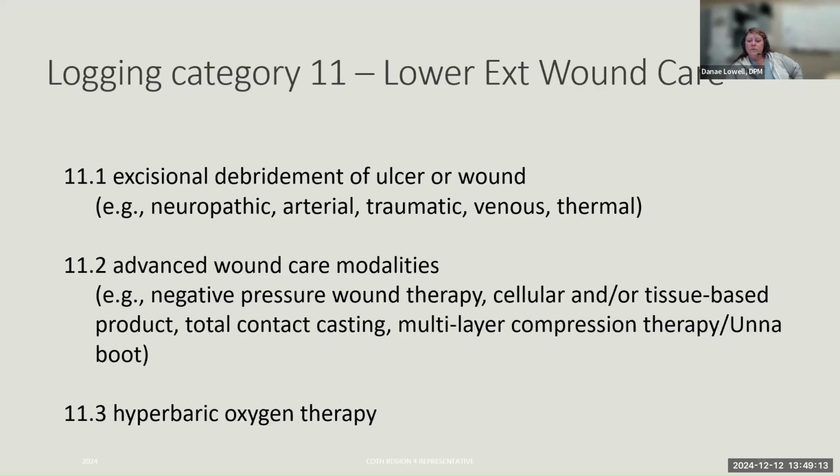Category 11 encompasses lower extremity wound care. There are 50 MAVs for this category. The options for logging are here. 11.1 would typically encompass those less complicated clinic, ER, or bedside sharp excisional wound debridements.